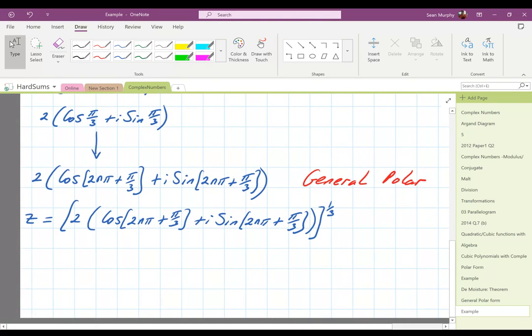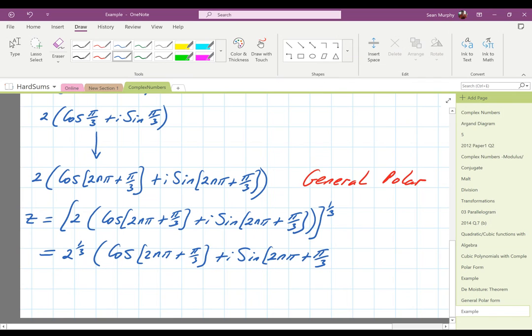And we can split those up. The 2 is to the power of a third in front, and then the big bracket is also to the power of a third. So it's cos(2nπ + π/3) plus i sin(2nπ + π/3), all to the power of a third.